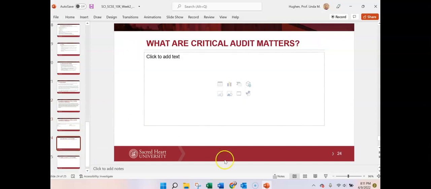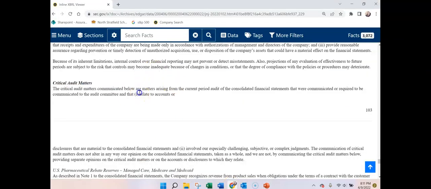What are critical audit matters? They're defined here. These are matters arising from the current period audit of the company that relate to, and this is what I want to highlight, they involve the auditor's subjective, complex judgments and were especially challenging.